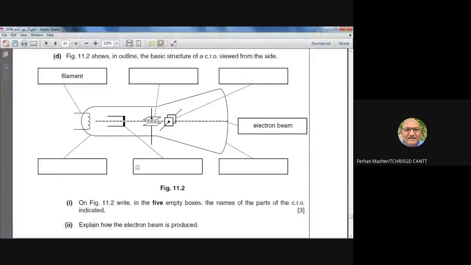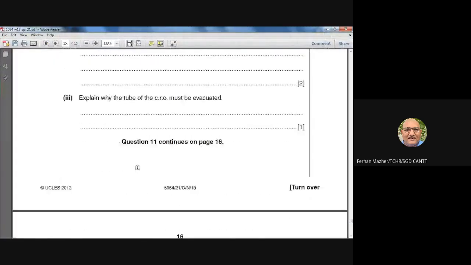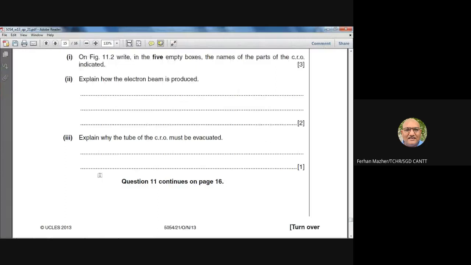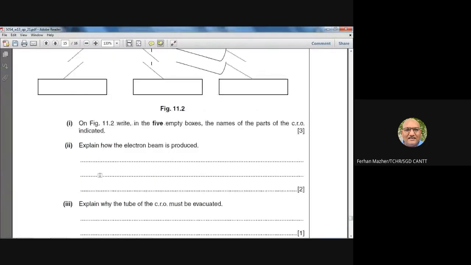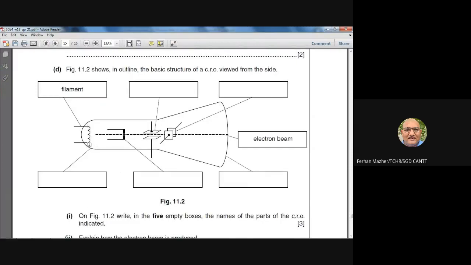Okay, so let's move to the next question. It says, explain how the electron beam is produced. You know how the electron beam is produced. You see this hot filament, it's hot. From this hot filament, electrons are given out, and we call this process thermionic emission. And when the electrons are here in the air, by the process of thermionic emission, then we have an anode here. Anode is a positive electrode, and it is at a very, very high voltage.